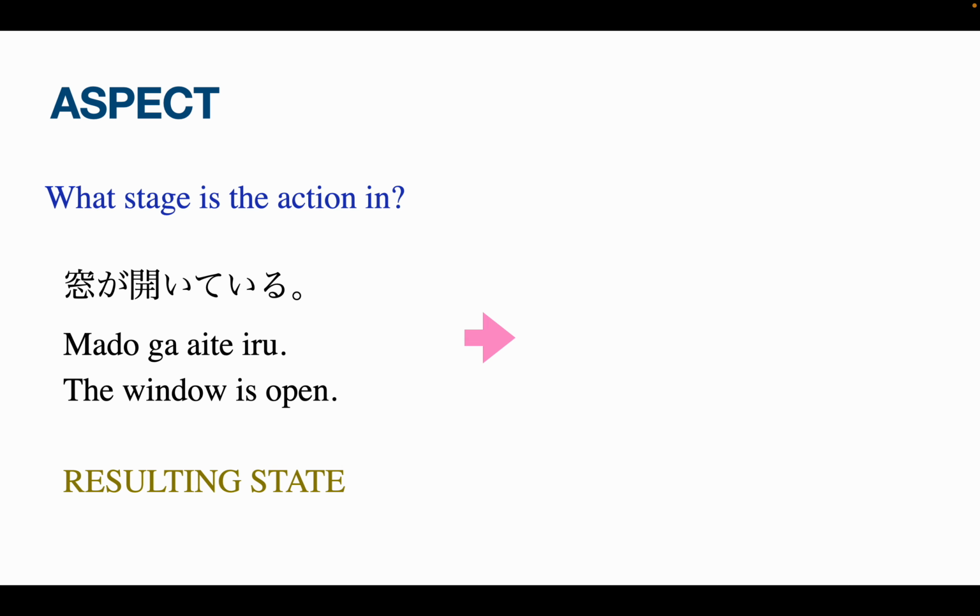So, Japanese ている doesn't always correspond to English be plus -ing. This is one reason why aspect is important when studying Japanese. Aspect tells us how an event unfolds, or what stage or state the event is in. So aspect: what stage is the action in? Next is tense.